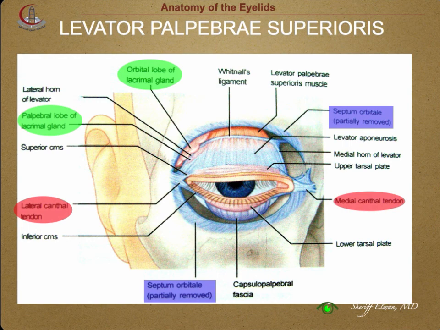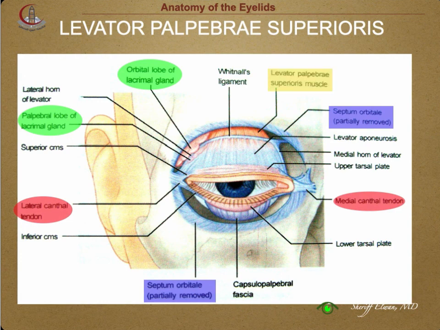Here we are again on a frontal view. You can see the orbital lobe of the lacrimal gland, the palpebral lobe of the lacrimal gland, with the demarcation in between them by the lateral border of the tarsus that is merging with the aponeurosis of the levator palpebrae superioris, and you can see the lateral canthal tendon and the medial canthal tendon and the septum, upper septum, which is partially removed in this diagram, as well as the lower septum.